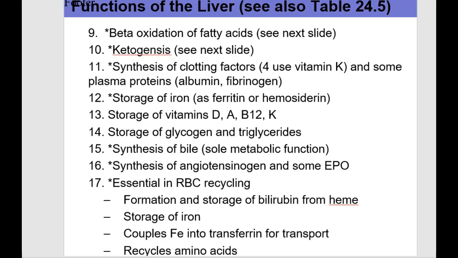So now we're going to look at the rest of the liver functions, but don't forget that many of these are ones that you've actually already seen. Now we're trying to put together some of the pieces and bring all these concepts full circle for you. So let's look at beta oxidation and ketogenesis.